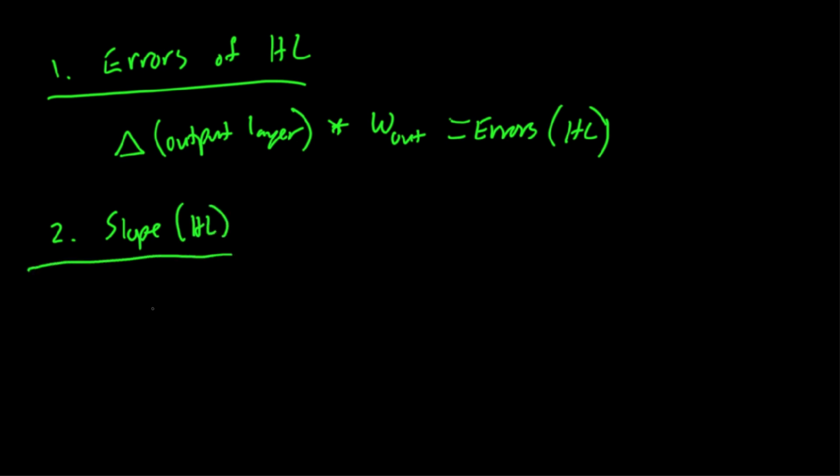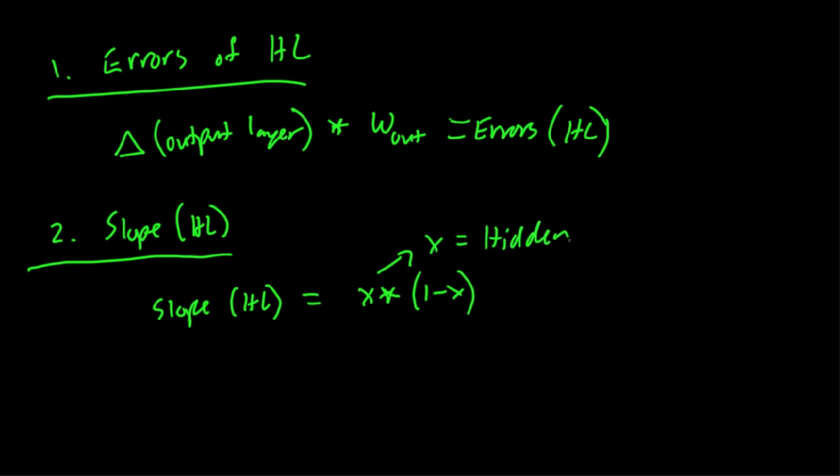So again, you're going to have the slope of the hidden layer, which is just going to be equal to, again, we're using logistic as the activation function, so we use that derivative. So it's going to be x times 1 minus x, but in this case, x is going to be equal to the hidden layer from before instead of the output layer, which we did when calculating the gradient for the output layer.